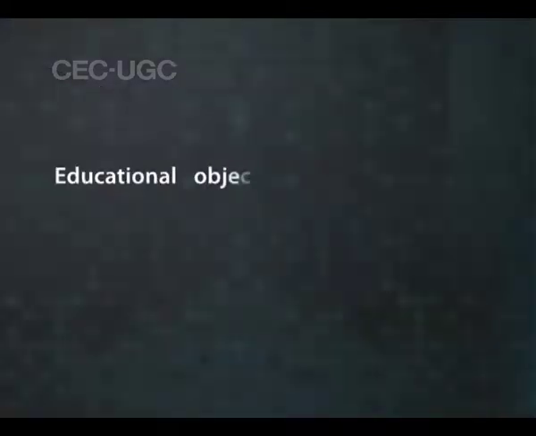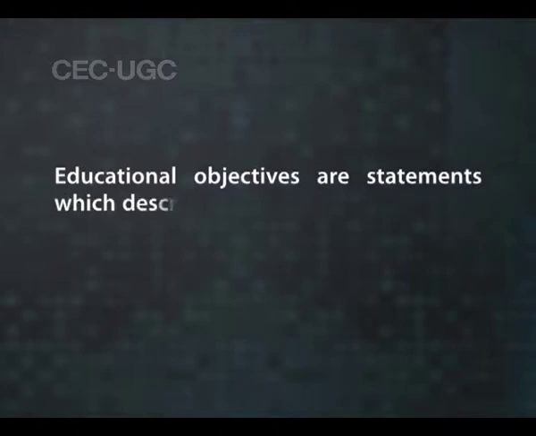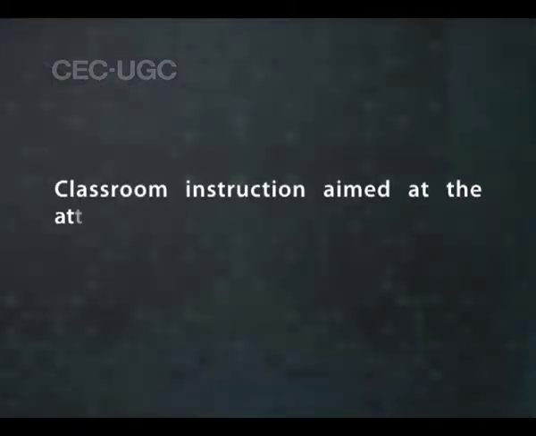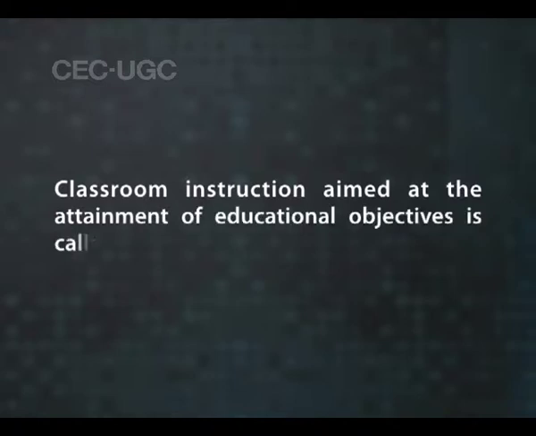In other words, we can say that educational objectives are statements which describe the learner's behavior or what the pupil is expected to do after education. All educative processes expect these type of objectives or outcomes. Classroom instruction aimed at the attainment of educational objectives is called objective based instruction. There are several stages before we start the classroom instruction.